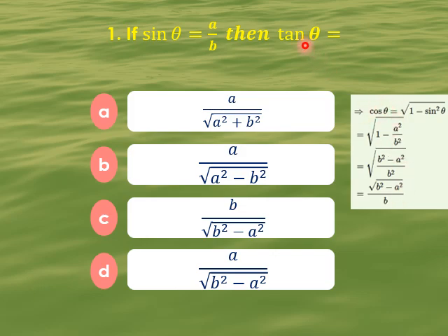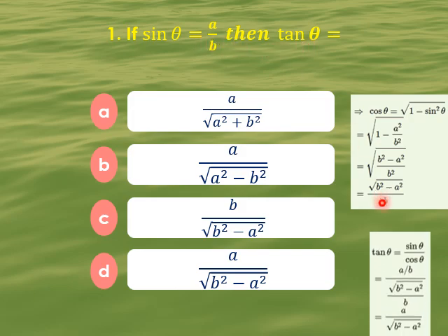So we need to get tan theta. Sin theta is there, cos theta is there. We can compute tan theta as sin theta by cos theta. Sin theta is a by b, we plug in, and cos theta we plug in from here. So b will get cancelled. It will be left with tan theta as a by square root of b square minus a square. Option D is the correct answer.